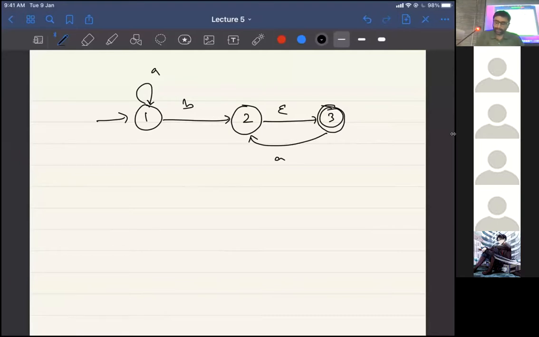Okay. So in this case, imagine I pass a string which is A, B. Suppose this is the machine N, and does this string A, B belong to L of N? Yes or no? Why?